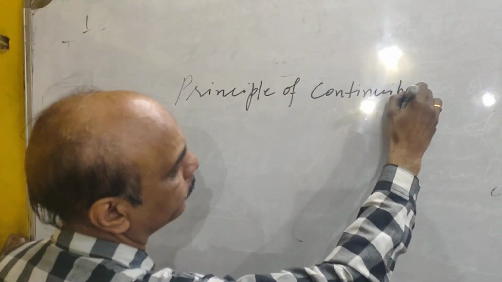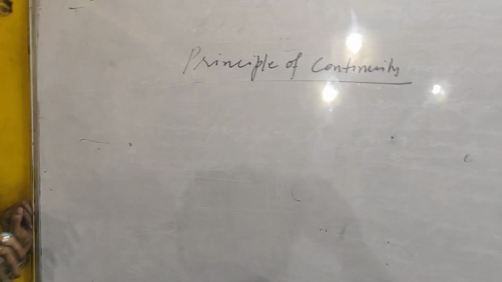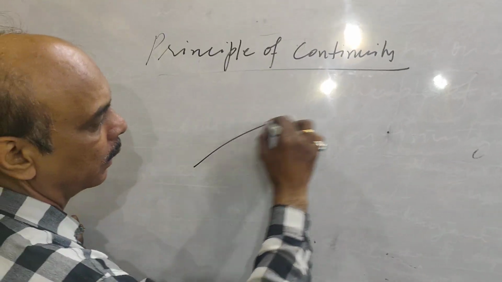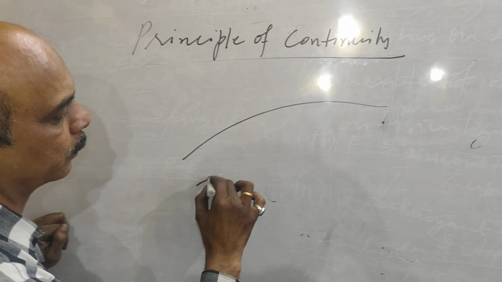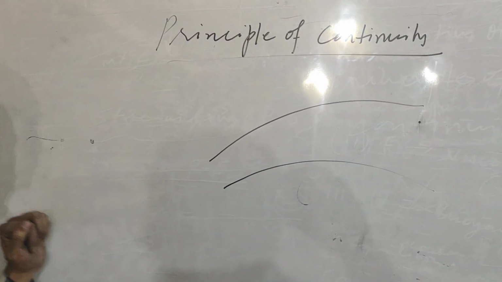Continuity. What is the principle of continuity? Suppose a liquid is flowing through this tube having non-uniform cross-sectional area.